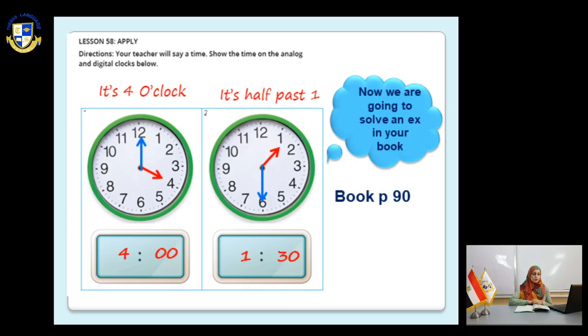In the next page, you can see your book, page 90. These are examples that we can solve together. The first clock, it's 4 o'clock, so the small arm will be on 4, the long arm will be on 12. In digital, we will write it as 4:00. In the second one, it's half past 1. The small one is between 1 and 2. The long arm is on 6, so it's 1:30.